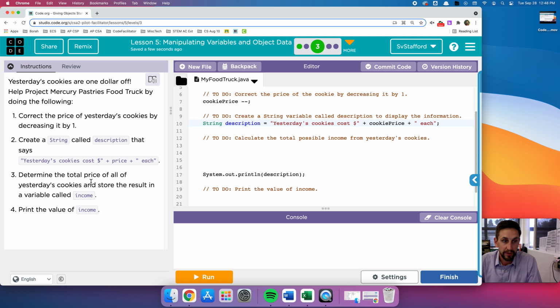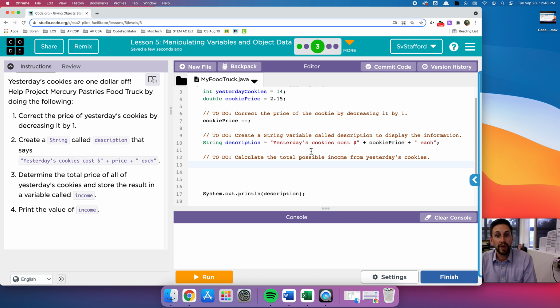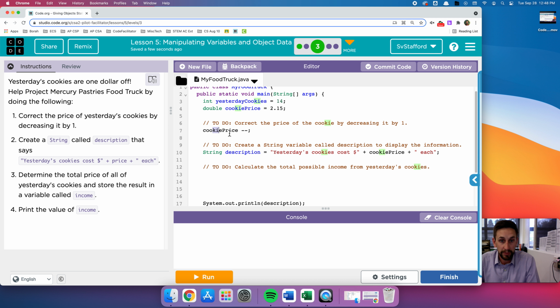And then on step 3, it says determine the total price of all yesterday's cookies and store the result in a variable called income. So if I'm going to determine the total price, what I need to do is take my cookie price and multiply it by the number of yesterday's cookies. And that's going to give me a double data type. So I'm going to say double. They asked me to call it income. Is going to be equal to, and I'm going to take cookie price, paste it there, and multiply it by yesterday cookies. Copy that and paste it.